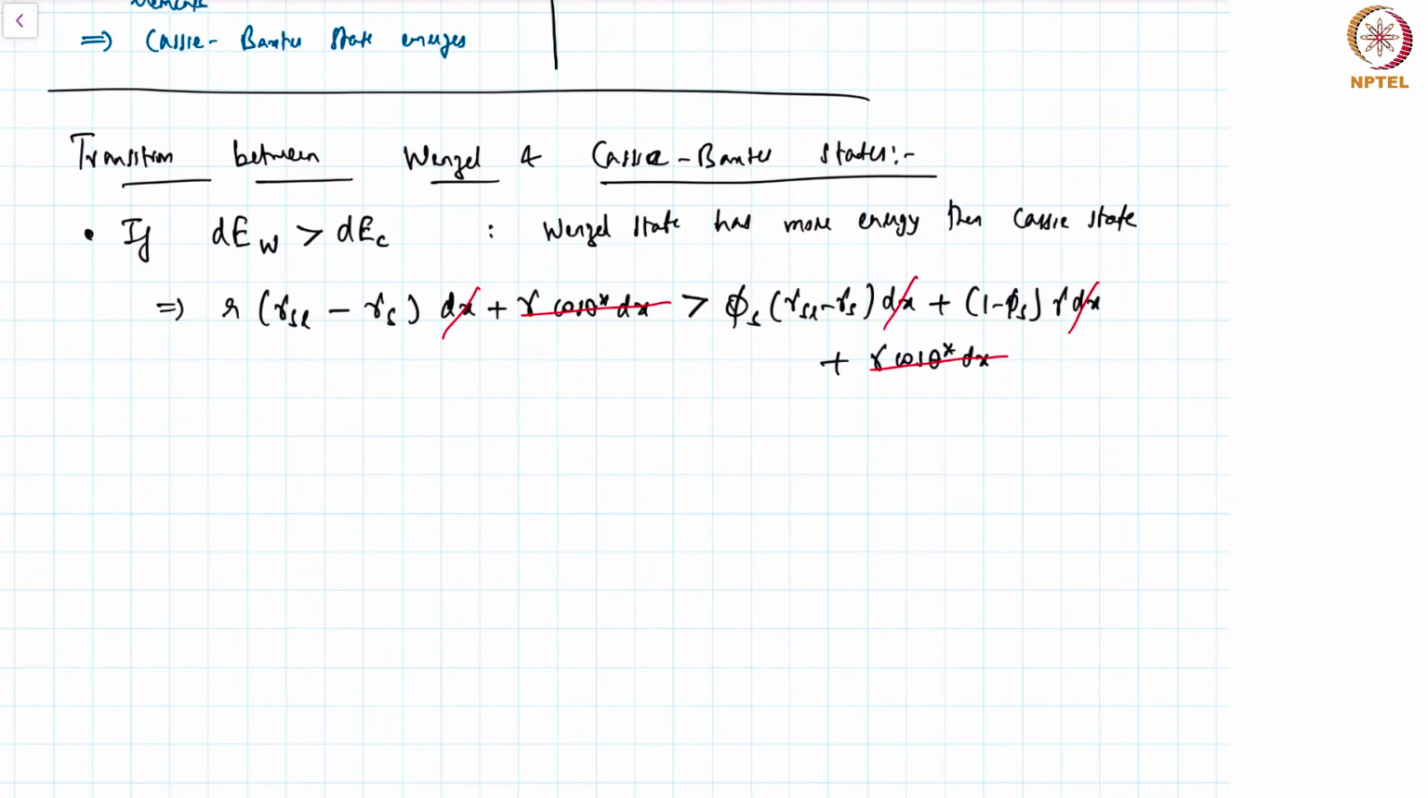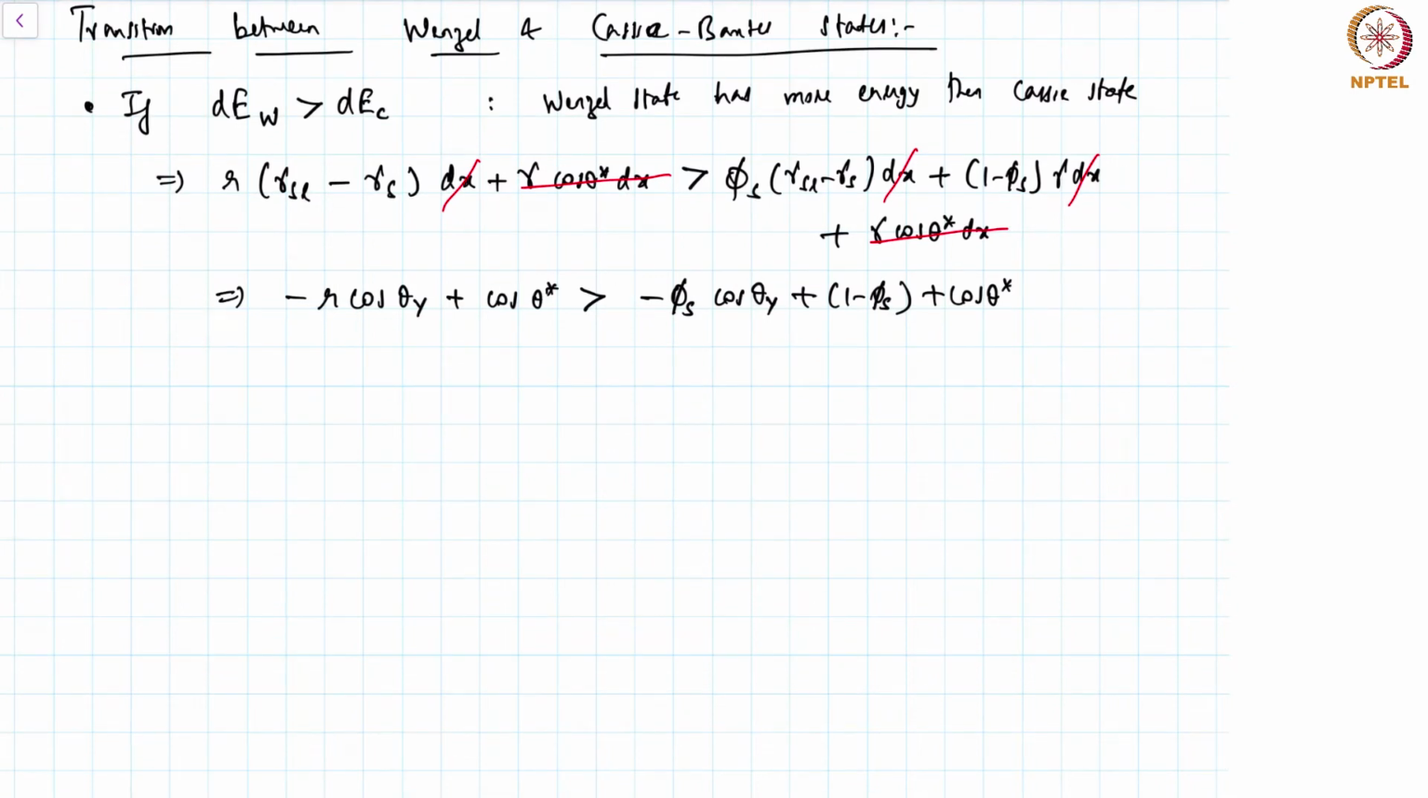And we can do some rearrangement. And what we get now is minus r cosine of theta y plus cosine of theta star becomes larger than minus phi s cosine of theta y plus 1 minus phi s plus cosine of theta star, right? So now notice again that cosine of theta star will also get cancelled. And now we have an inequality between the roughness parameters, that is r and phi s, and the Young's contact angle theta y.